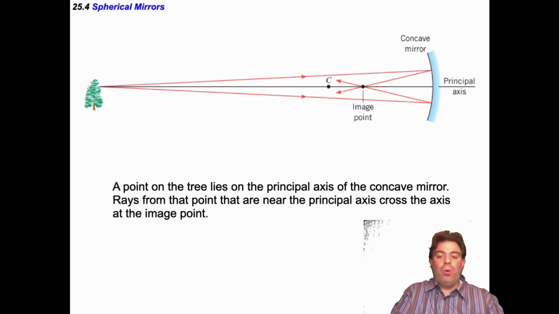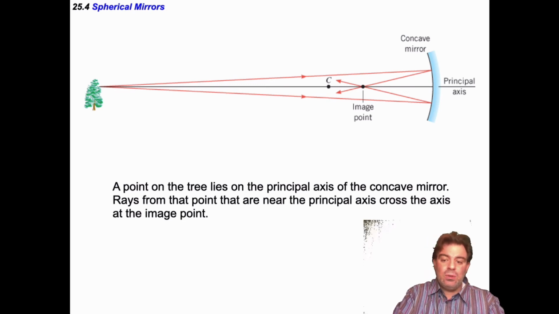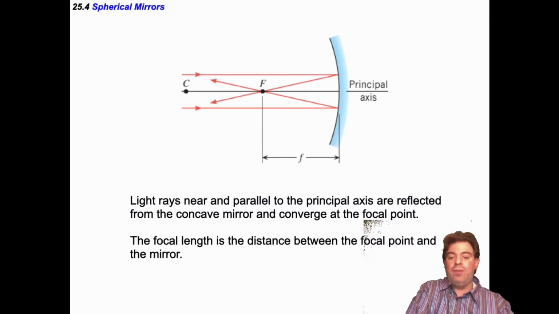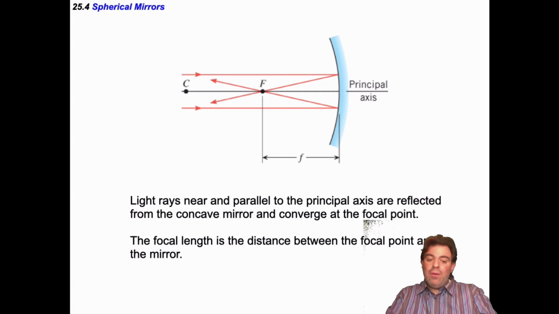The focal point is basically where all the light rays will converge. As you can see right over there, we have C, the center, and a certain point where all the light rays will cross. That is called the focal point. The light rays that are parallel to the principal axis are reflected from the concave mirror and converge, as we said, to the focal point.